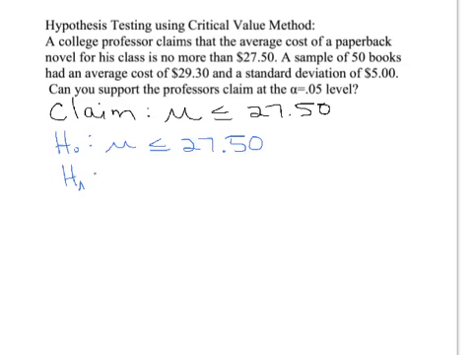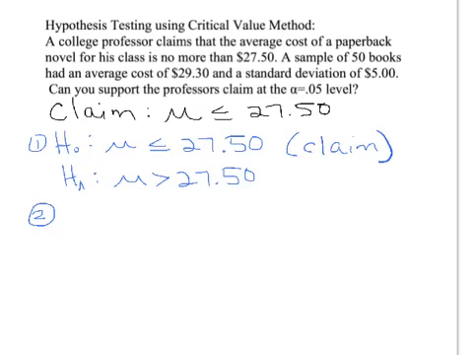which means our alternative is the complement of this, which is greater than $27.50. Okay, so in this case, this happens to be our claim. But remember, that's not always the case. The claim could be in either one. I'm just going to label it there. All right, so there's our first step. Our second step is to find the rejection regions.